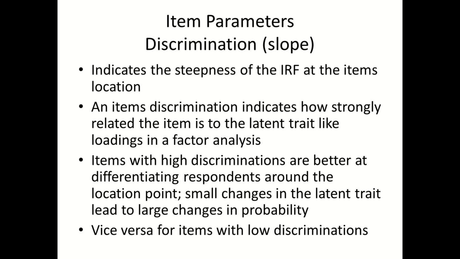Next item parameter is the discrimination, or the slope, or factor loading in classical test theory. That's basically the steepness of the item response function at a specific item location. So it indicates how strongly related the item is to the latent variable, and that's similar to factor loadings in classical test theory.